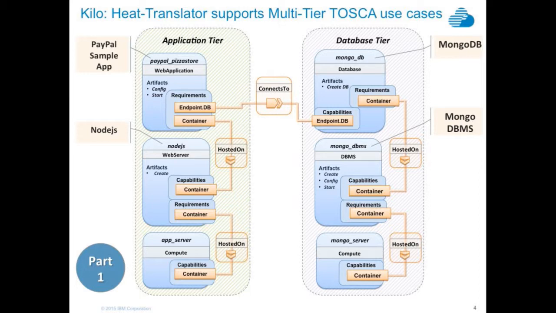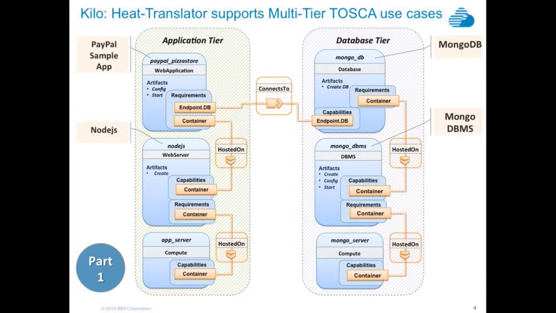With the TOSCA modeling, as you see, the application needs a container, and Node.js, which we use as a web server, provides that capability. So it's fulfilled by Node.js. The application is hosted on Node.js, which itself needs a virtual server, which is hosted on an application server. And the application is using MongoDB as a backend database.